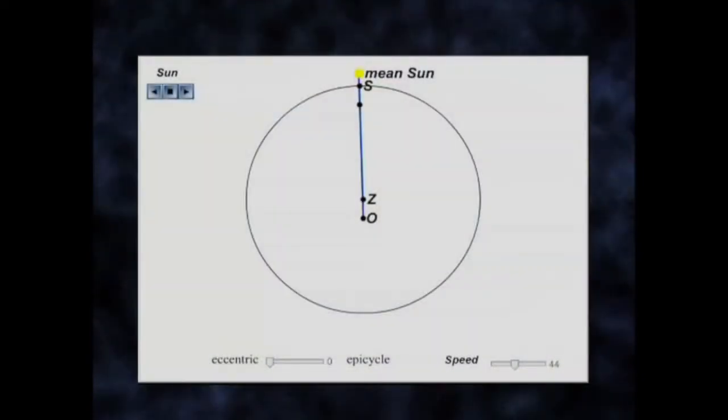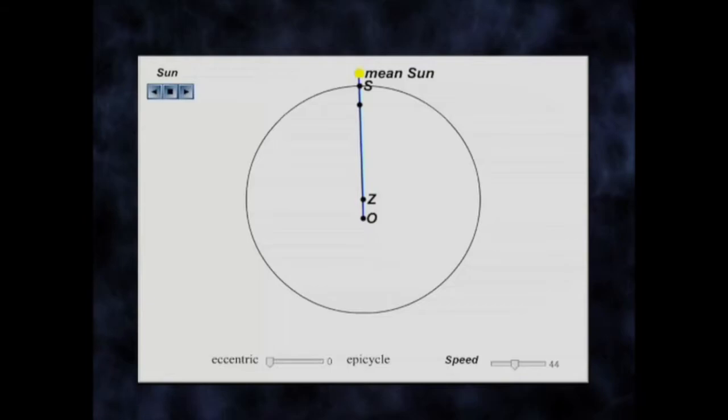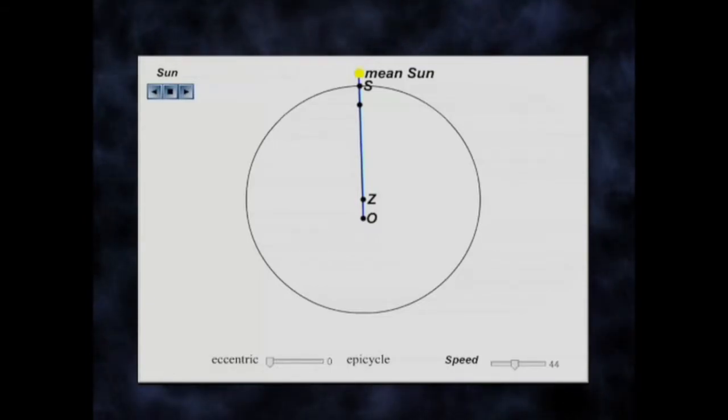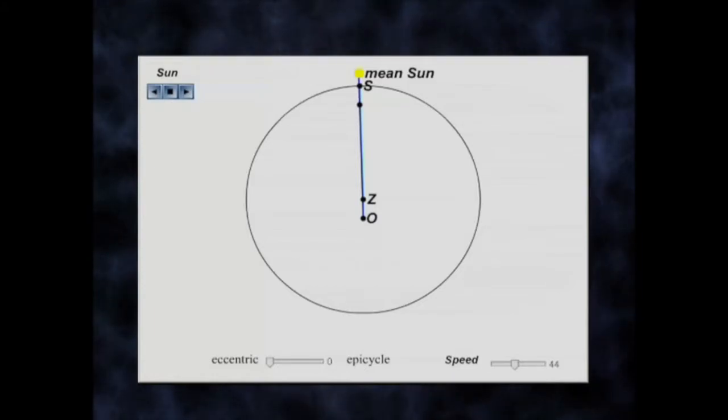Now, this is a little bit exaggerated here, but we have a more accurate model to show it to you. This is the motion of the sun in an eccentric circle. The observer is located here at O, and the center of the circle is actually at Z. The green line is the motion of the sun circling around Z, and the blue line would be the mean sun, the sun as if it were orbiting around the observer at O.